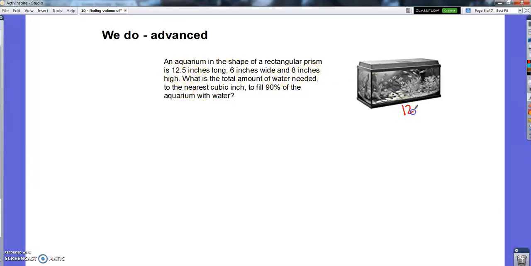I think that means 12.5 inches this way. Wide, I think, means this, so 6 inches that way. And then 8 inches high. What's the total amount of water needed to the nearest cubic inch to fill 90% of the aquarium? So rather than filling it all the way, we're going to fill it 90% of the way.